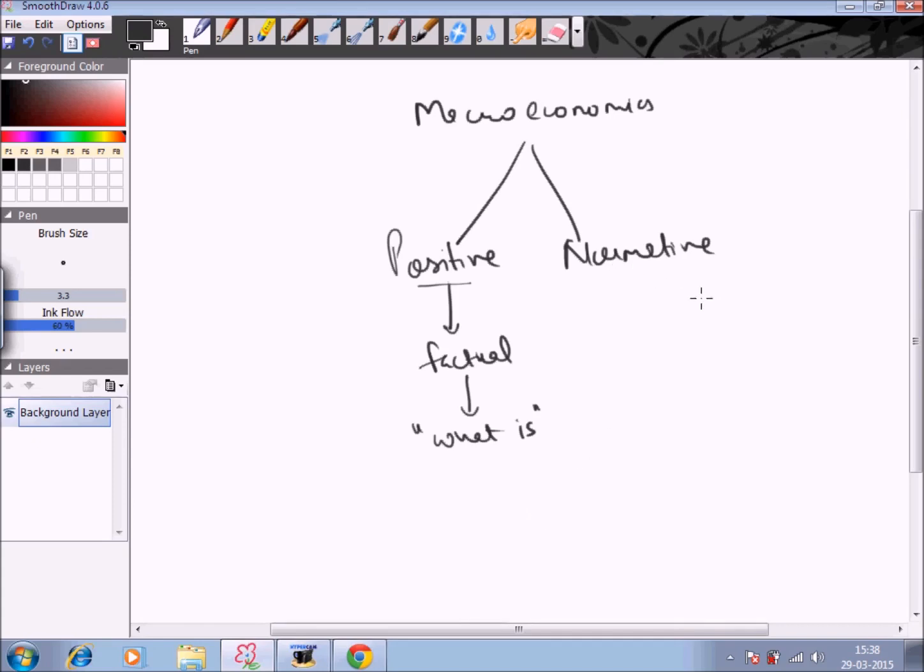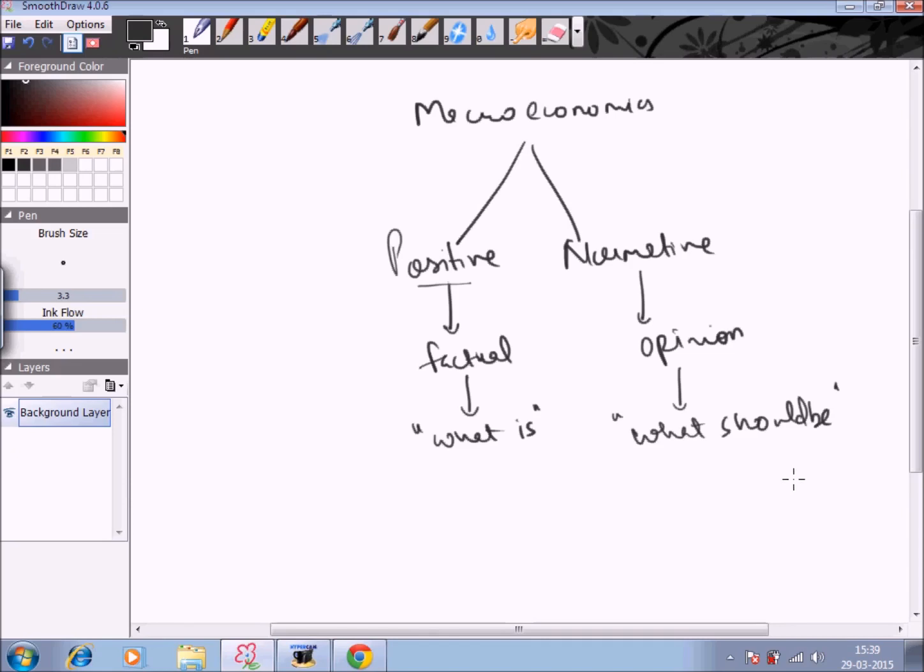Now when we talk about normative analysis, it is basically opinion based. As compared to positive analysis, normative analysis is opinion based and it answers the question of what should be, or what ought to be. Now, you can recognize normative statements as well because they involve personal judgments and observations. It cannot be proven or disproven.